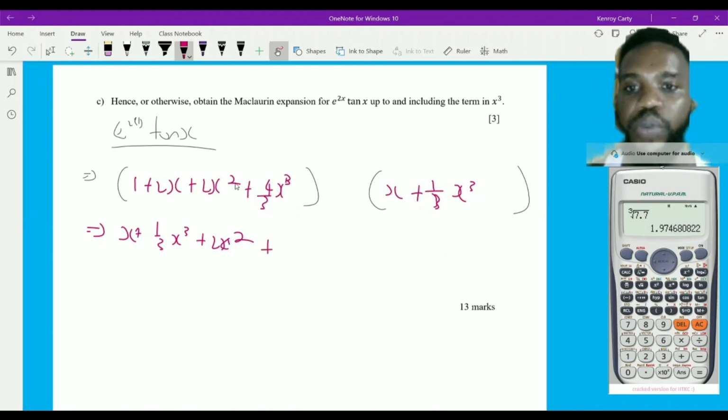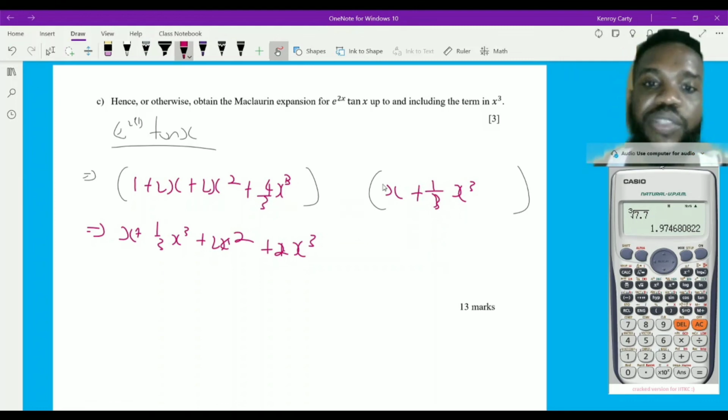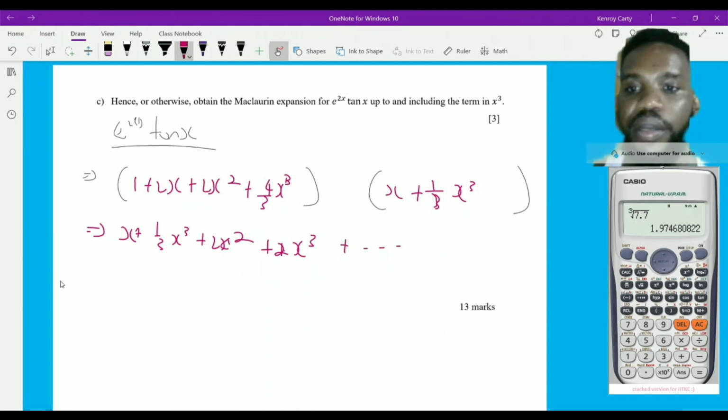Move to the next term, 2x squared times x. That's going to give me 2x cubed. 2x squared times 1/3 x cubed is x to the 5. That's over it. If you move on to 4 over 3 x cubed, you see that doesn't work because x cubed times x is x to the 4. So this goes on and on.